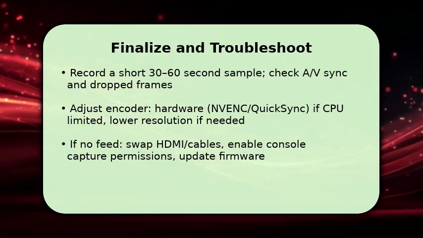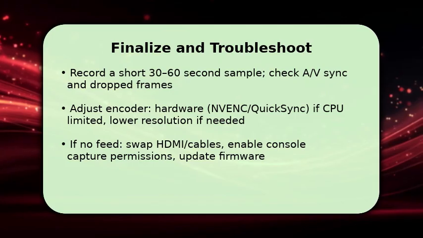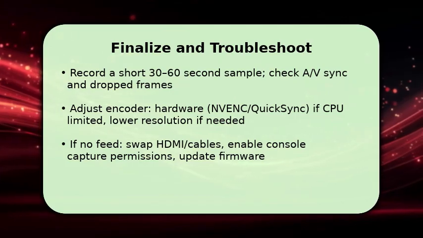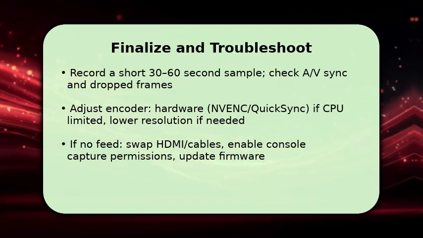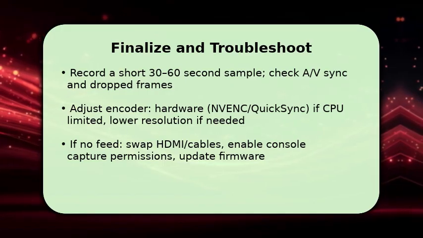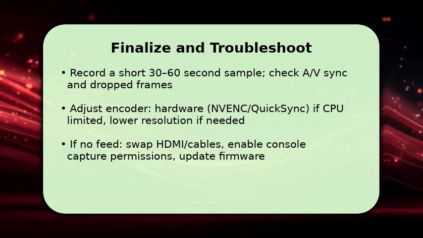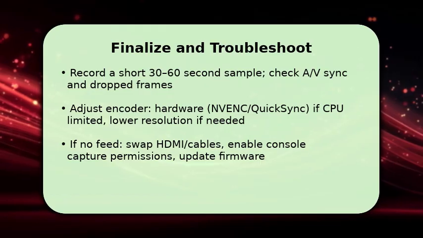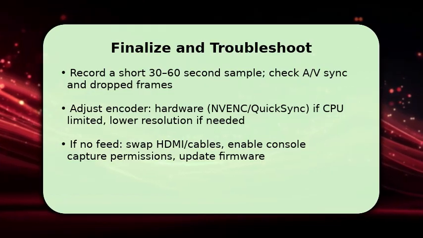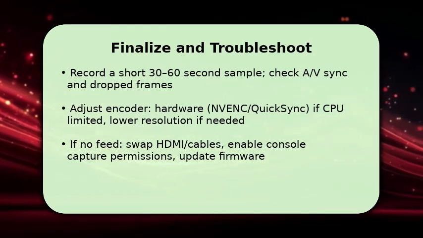If you see stuttering, switch the encoder to hardware options like NVENC or QuickSync to offload the CPU, or lower resolution and bitrate until stable. Make sure your capture card firmware and console software are updated. If there's no video feed, try a different HDMI cable or port.